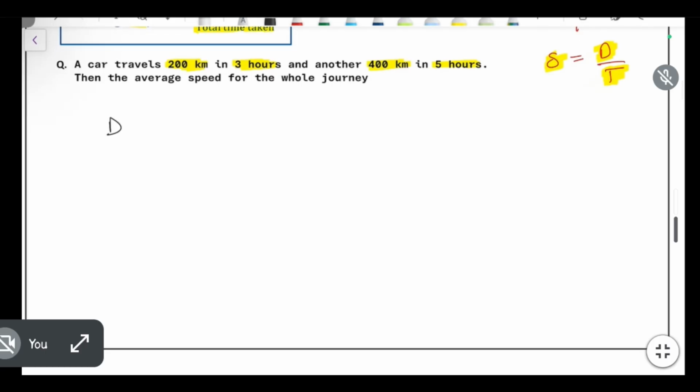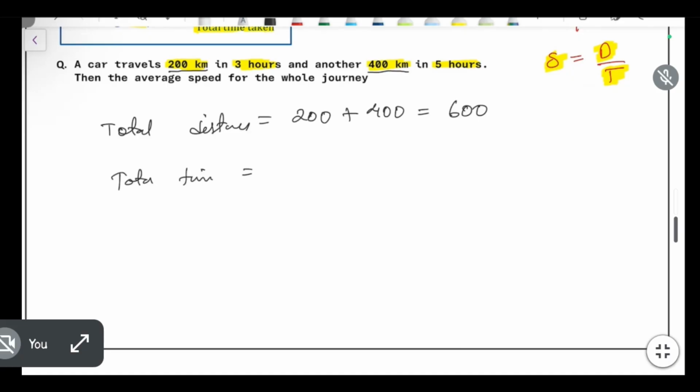Total distance is equal to how much? The first is 200 kilometer plus the second is 400 kilometer. That means the total distance here is 600. And what about the time? Total time is, we have 3 hours here plus how much? 5 hours. So 3 hours plus 5 hours is 8 hours. So now we have the total distance is 600 kilometer and total time is 8 hours.